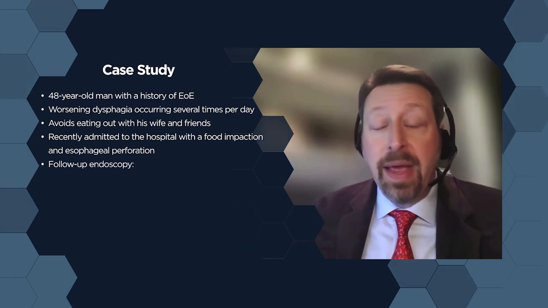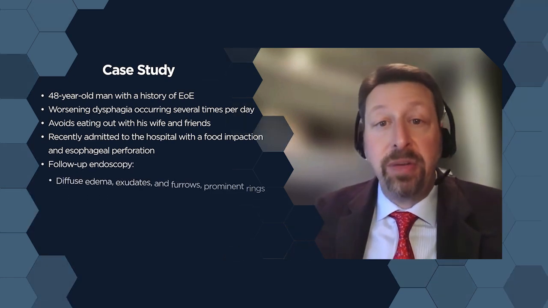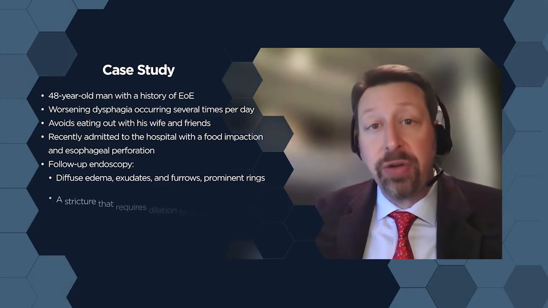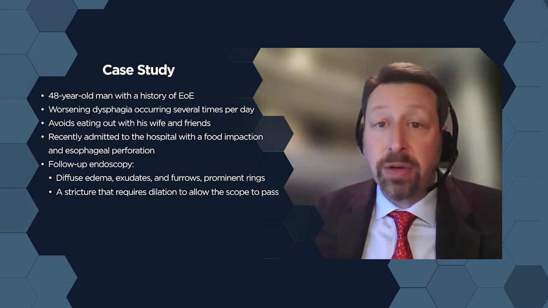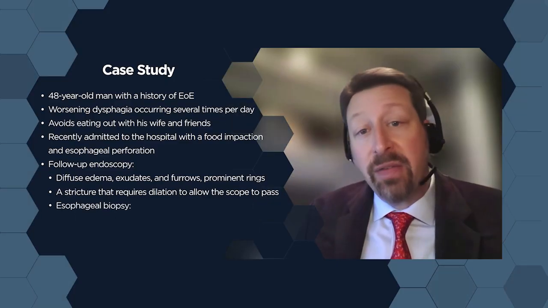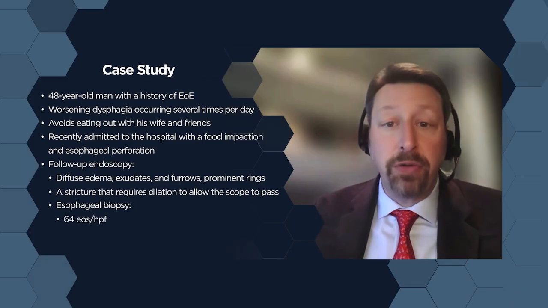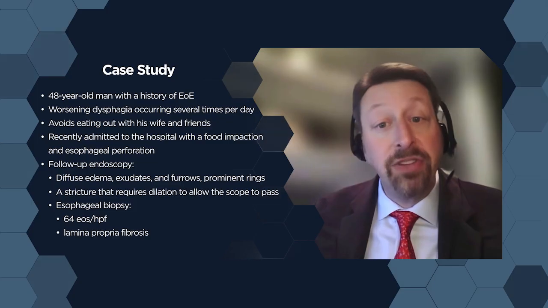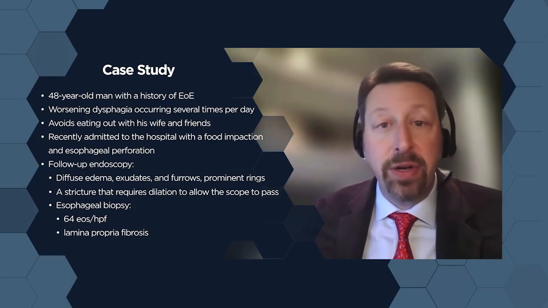Upon follow-up, endoscopy shows he has diffuse edema, exudates, and furrows, prominent rings, and a stricture that is so severe that the regular adult scope could not pass without dilation. His esophageal biopsy reveals 64 EOs per high-power field and lamina propria fibrosis. Let's see what this case looks like when entered into the I-SEE app.